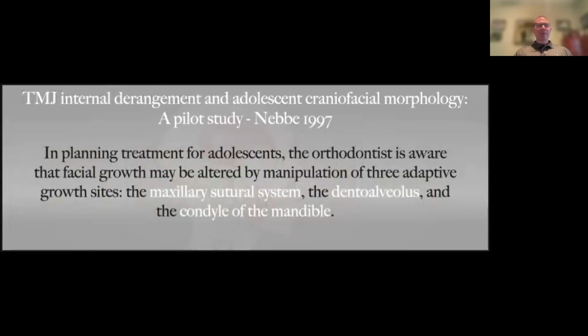This article by Nebbe said that when we're treatment planning adolescents, there are 3 major growth sites. It comes from the maxillary sutural system, the condyle of the mandible, and the dental alveolus. And it's my firm belief that if you get the maxillary arch and the mandibular arch to be in the right position, the dental alveolus is just going to develop correctly.